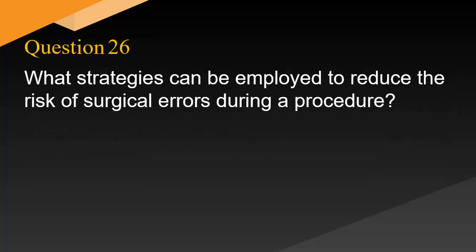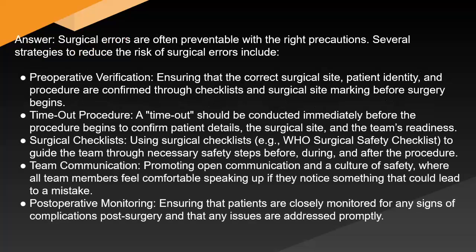What strategies can be employed to reduce the risk of surgical errors during a procedure? Answer: surgical errors are often preventable with the right precautions. Several strategies to reduce the risk of surgical errors include preoperative verification, ensuring that the correct surgical site, patient identity, and procedure are confirmed through checklists and surgical site marking before surgery begins. Timeout procedure. A timeout should be conducted immediately before the procedure begins to confirm patient details, the surgical site, and the team's readiness. Surgical checklists.